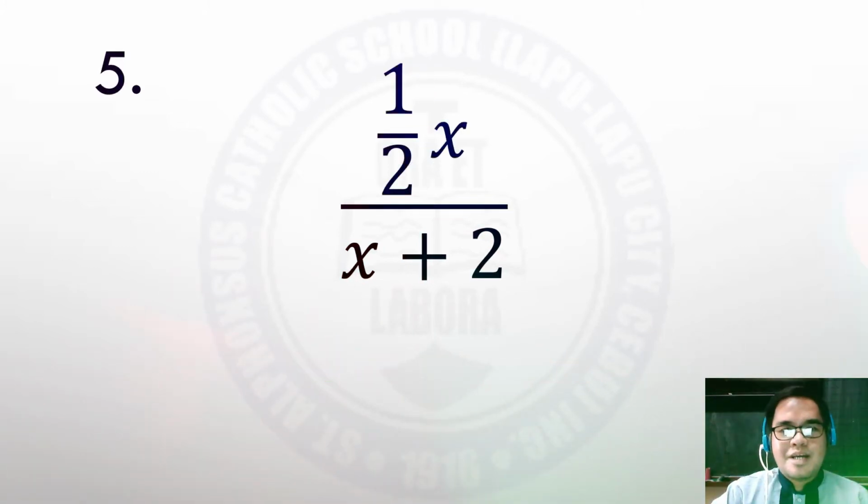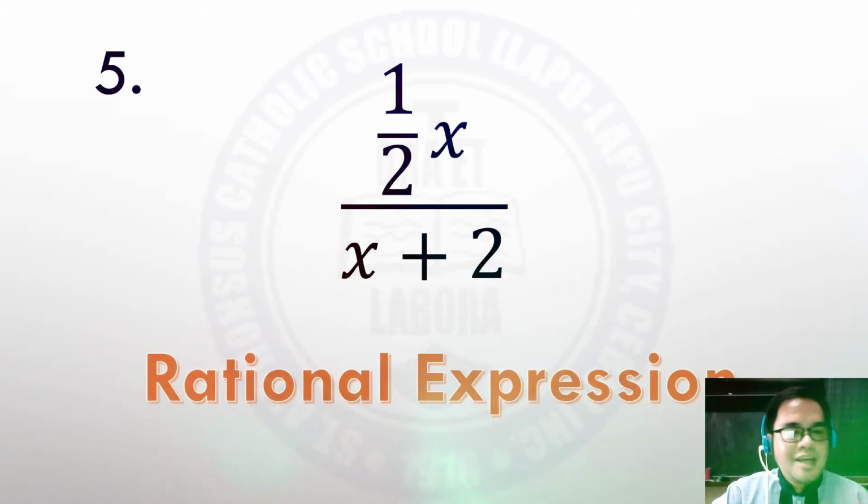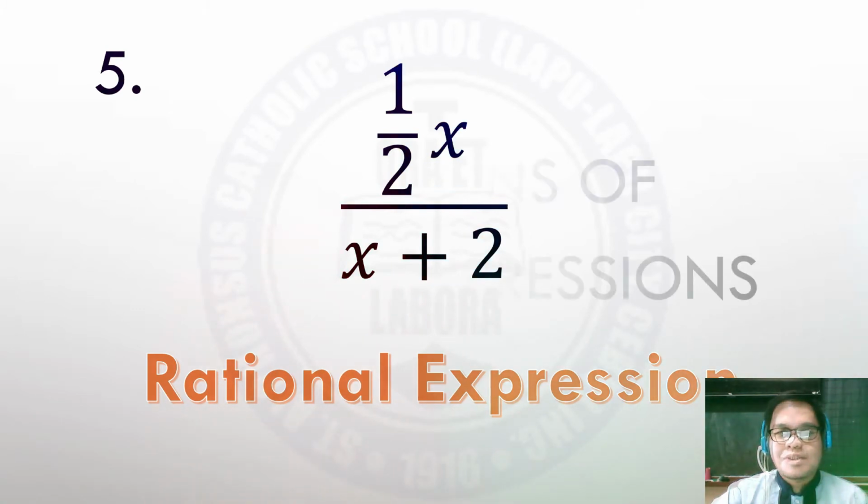Is this a rational expression? Okay, this is a rational expression. Even if the numerator of the given is in a fraction form, which is 1/2 x, its denominator doesn't have a variable. So the given expression, both numerator 1/2 x and denominator x plus 2 are polynomials. Therefore, it is a rational expression. And that's how you're going to identify the rational expression.